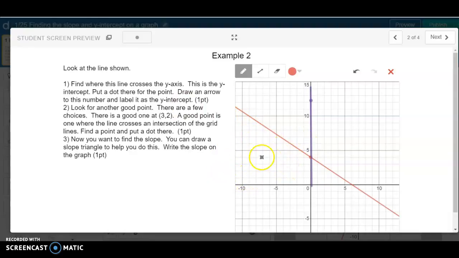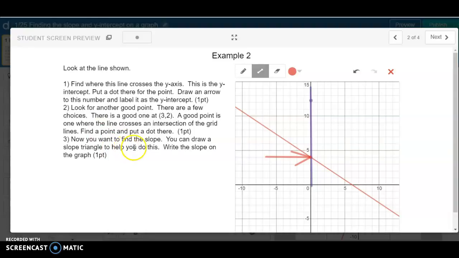So it wants me to label it with an arrow. Oh, all right. So I'm going to do what you guys do, which is that. So maybe I'll just do a straight line arrow. That might be more fun anyway, right? Make it look cleaner. Okay, so that is my y-intercept. So I did that part. That was one point. Now I look for another good point.